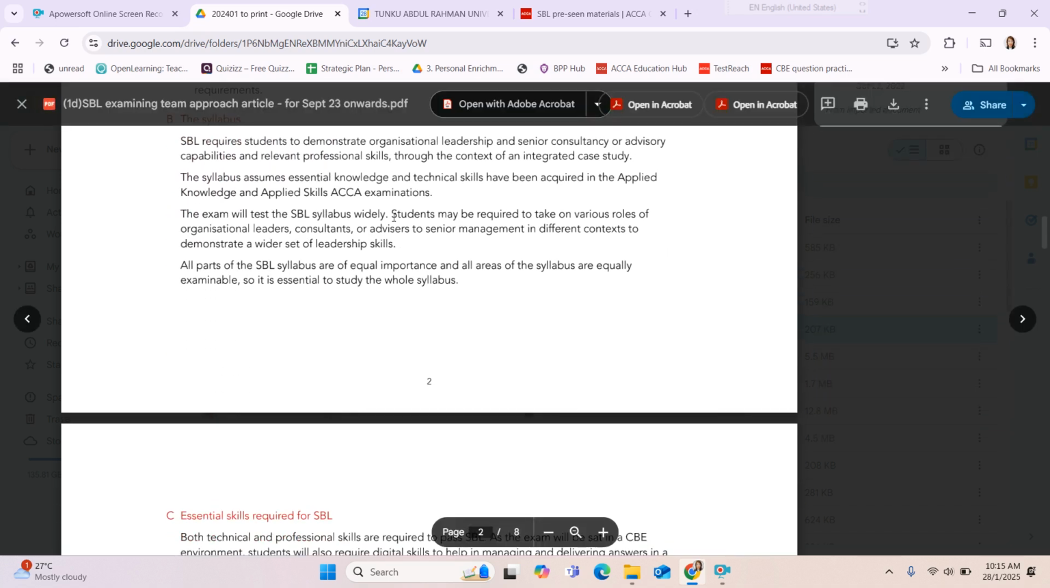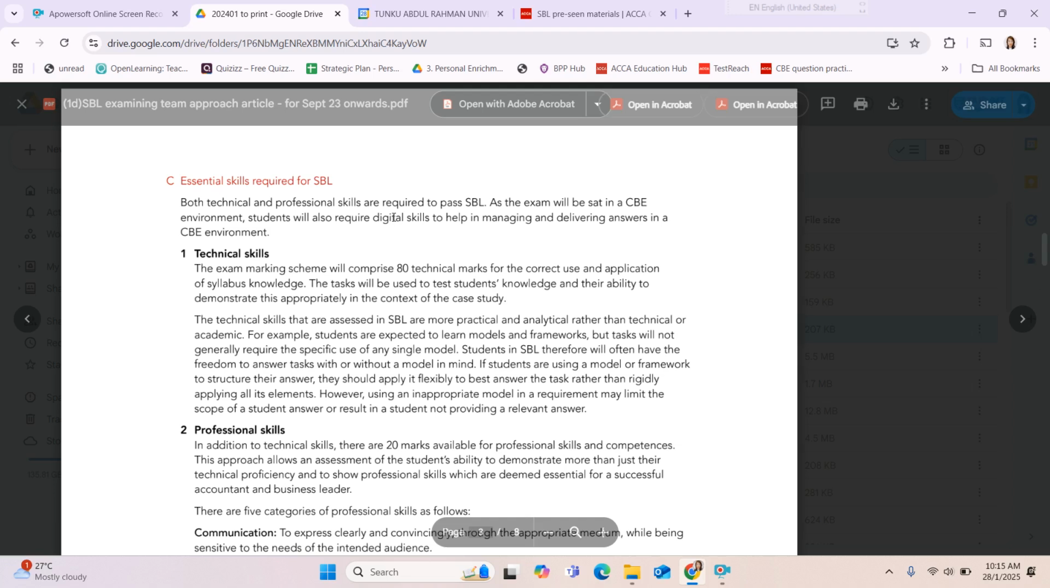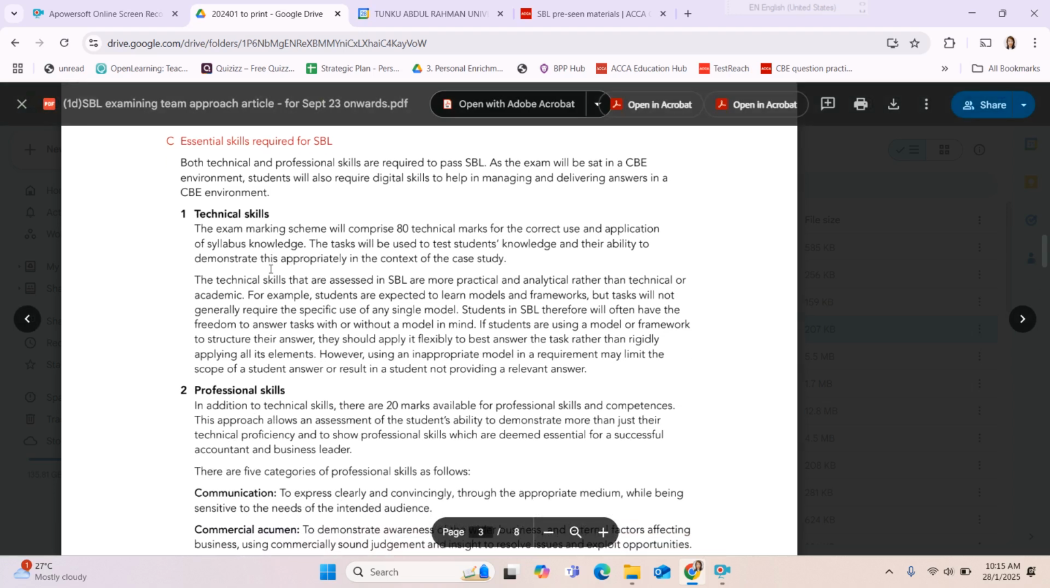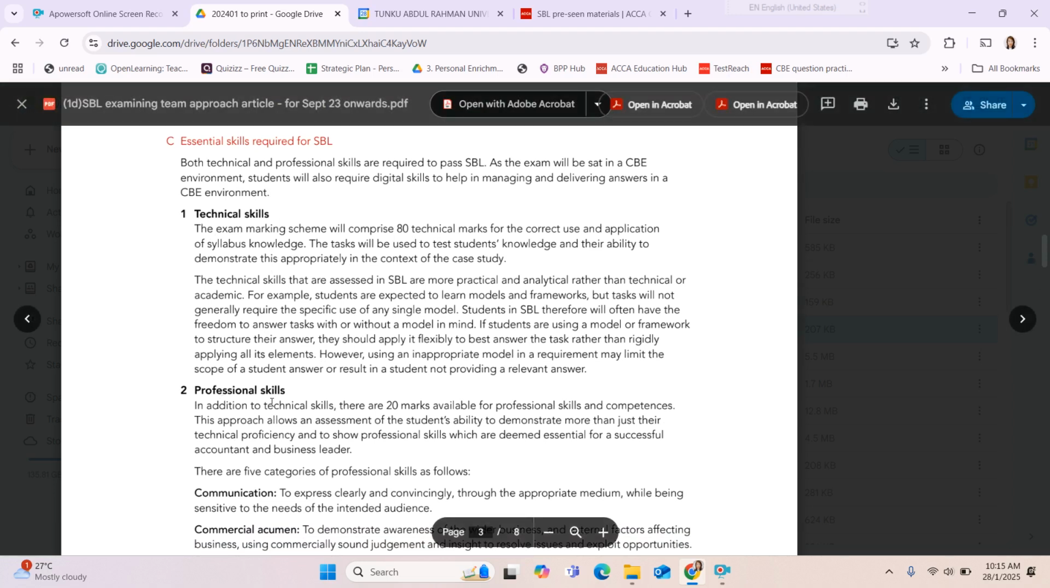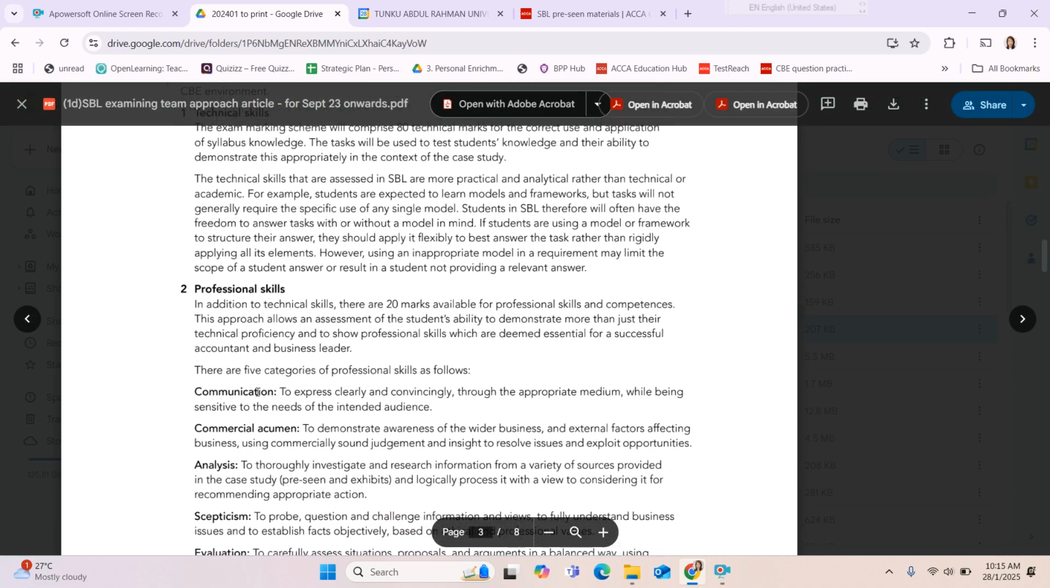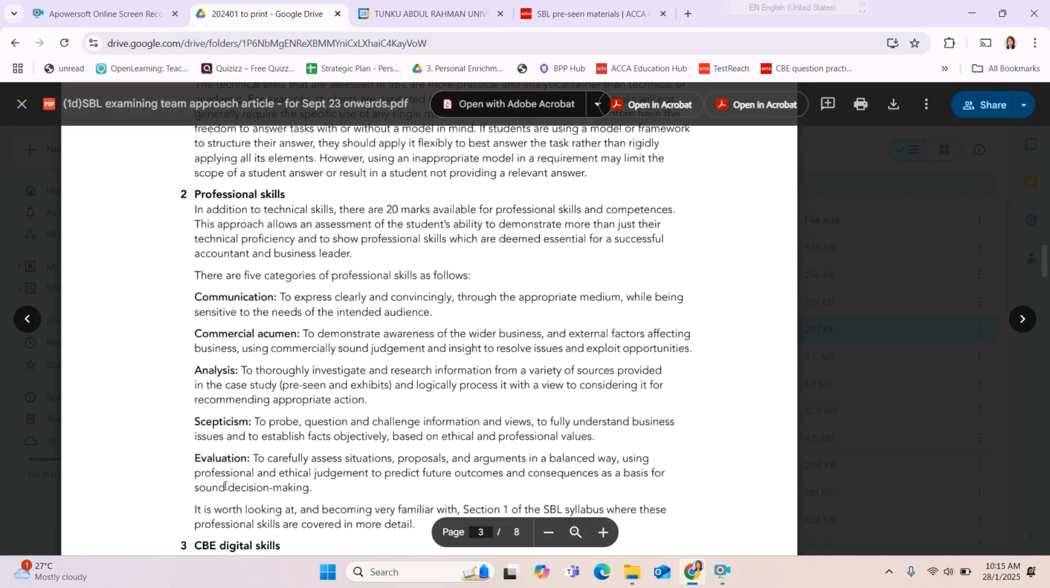Then the syllabus, you still have to go through the syllabus. Then essential skills is still the same. We have technical skills, 80 marks. This one is testing your knowledge and testing how well your application is. And then professional skills is 20 marks. There are 5 categories. This one we will mention in another video, right? There are 5 categories that you will be tested on for the professional skills.